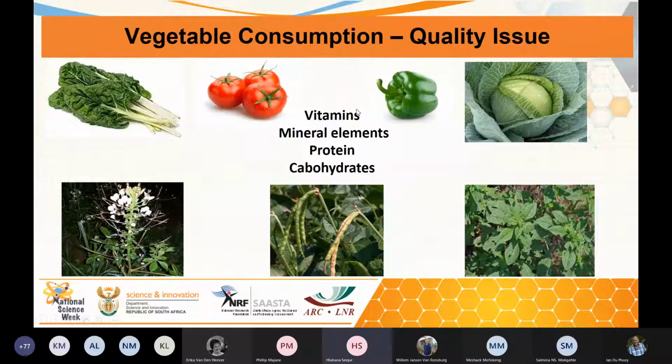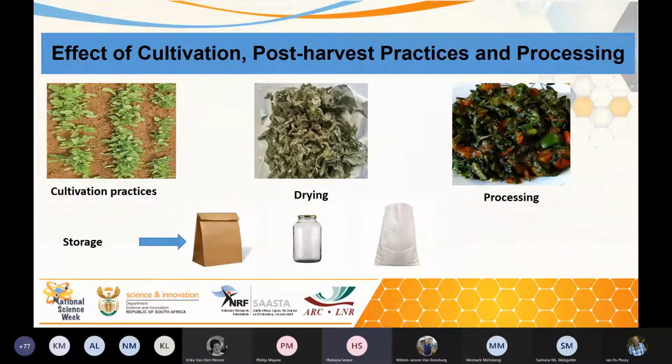The quality control of these vegetables and their products is also affected by cultivation processes. These include the spacing, the fertilizer, irrigation, and some agronomical practices which take place as far as cultivation is concerned. Another factor which affects the quality of these products is the drying method, how the products or raw materials are dried. Is it in the sun, in the oven, or maybe in the cold room, or any other means used to dry it?